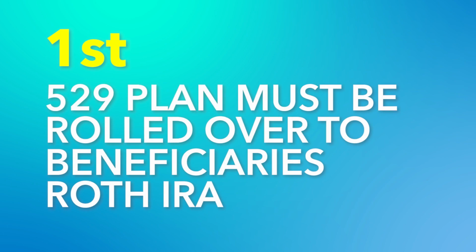First, the 529 plan must be rolled over into the stated beneficiary's Roth IRA. So if you're not the stated beneficiary, it cannot go into your Roth IRA. If you set up the 529 plan for your daughter Julie, Julie's still the stated beneficiary, then the money has to be rolled into Julie's Roth IRA.